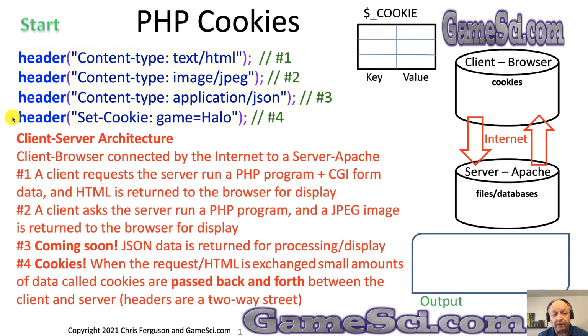Finally, the fourth header right here, set cookie, game equals hello. This is cookies. When the request/HTML is exchanged, small amounts of data called cookies are passed back and forth between the client and the server. Headers are very much a two-way street. Headers are sent to the server, and then headers are sent from the server back to the browser.